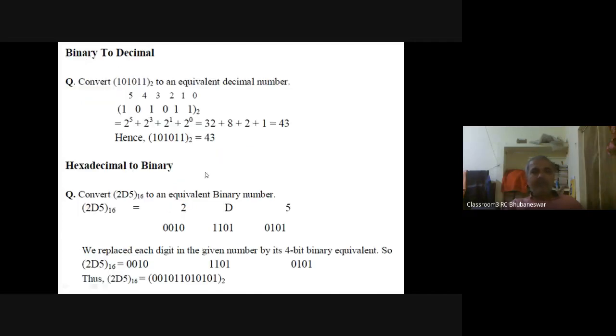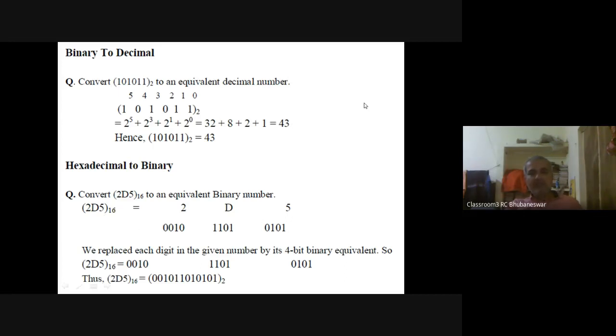Then hexadecimal to binary. Hexadecimal में how many numbers are there? 16 symbols. Base 16. So let's take an example: 2D5 base 16, मतलब it is in hexadecimal number. So how we can convert them? Hexadecimal मतलब 4 bits में इसको represent करेंगे, 5 को कैसे represent करेंगे ना?